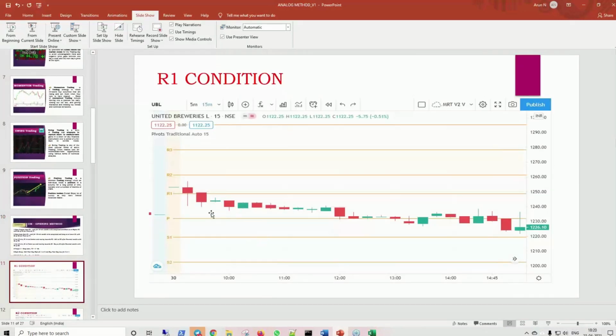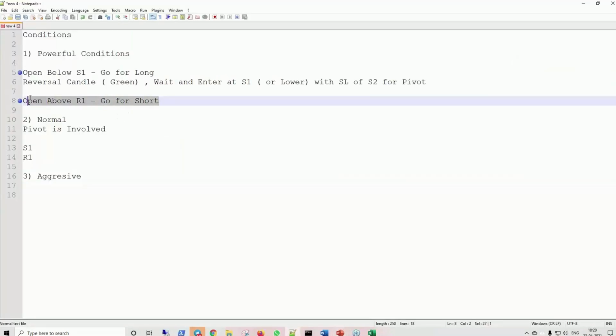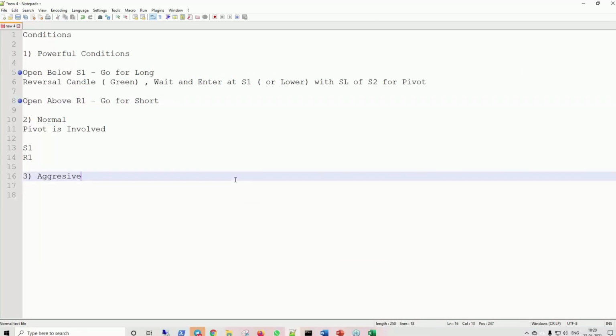Now see, let us take this example. Okay, so United Breweries, the open was above R1. Okay, means it is between R1 and R2. So it falls under this powerful category, right? Open is above R1. Now what we do, we just wait for the first 15 minutes to be completed. Okay, so don't trade in the first 15 minutes.